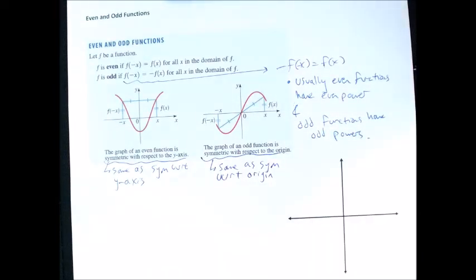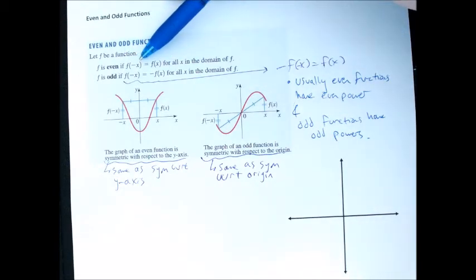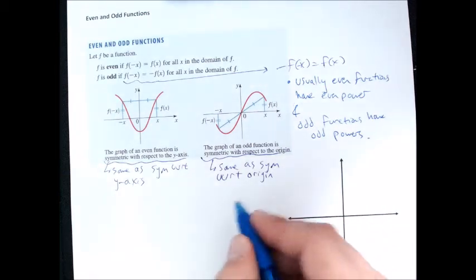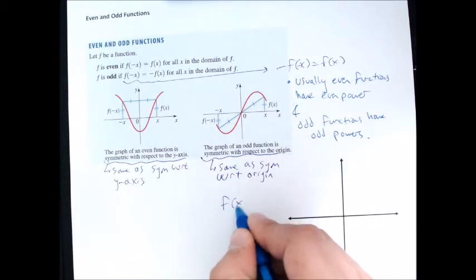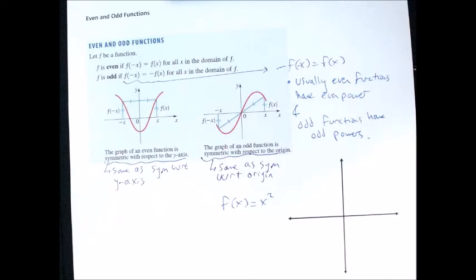But the way you test for it is what it says right in this box. If you want to see if a function's even, we plug in a negative x and see if it stays the same, right? And if we plug in a negative x and everything switches, that's what this one says, and that means it's an odd function. So for example, I'm going to draw two simple examples here. Let's say we have f of x equals x squared.